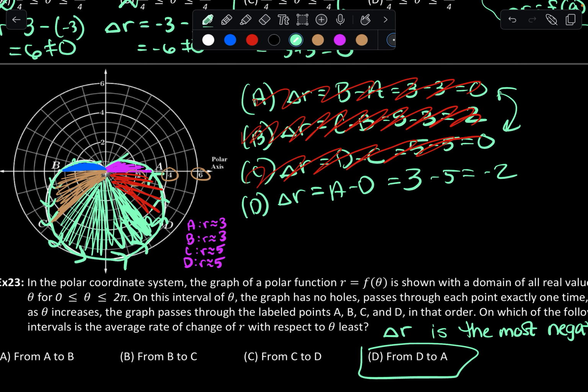So traveling along this polar curve, the average rate of change from A to B is going to be 0, because we can see that the radius is 3 on both sides. From B to C, the radius is increasing because we can see that it's extending out further as we travel to C. From C to D, it's going to be 0 because they both have a radius of 5. And then going from D back to A, we can see that it's shrinking here. It's getting smaller. Therefore, the average rate of change for the radius is going to decrease.